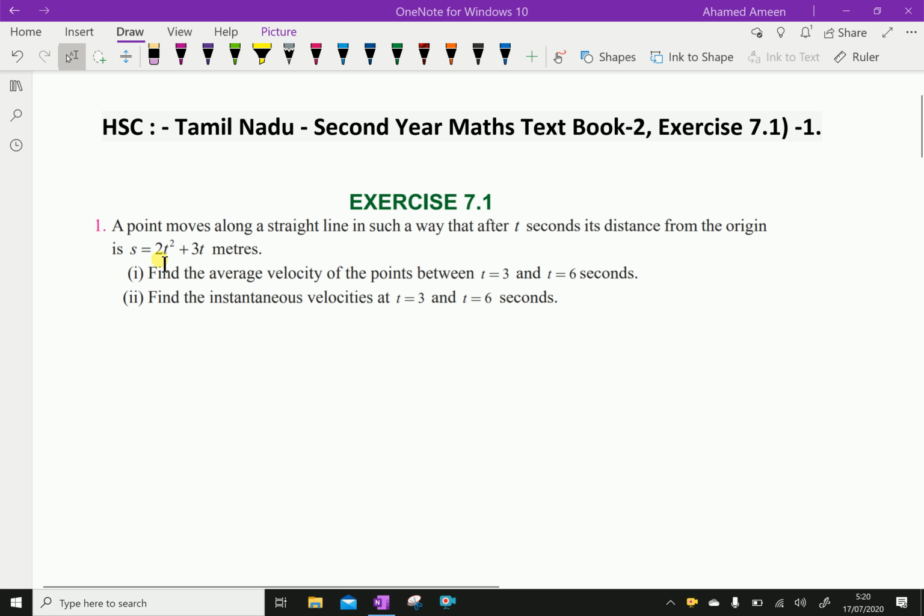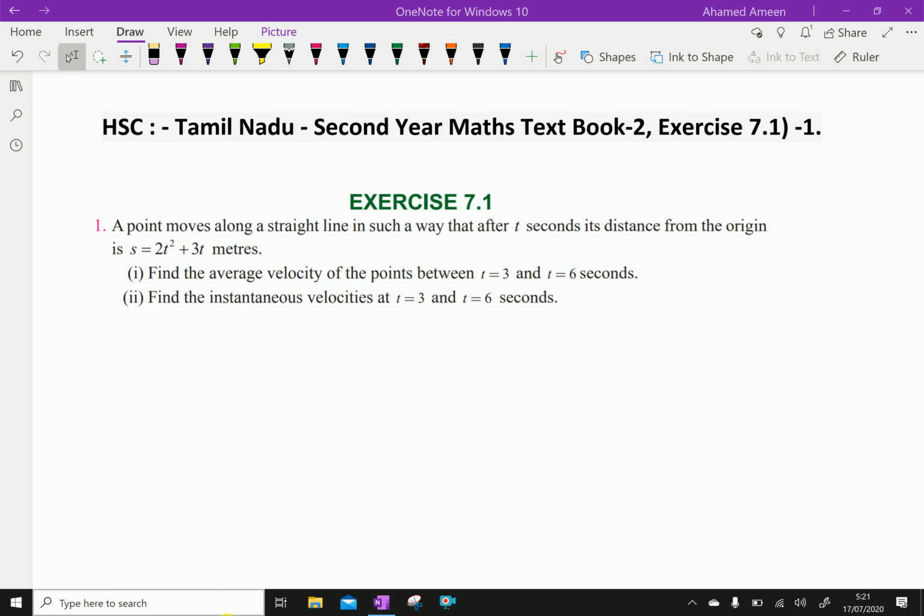A point moves along a straight line in such a way that after t seconds, its distance from the origin is 2t squared plus 3t meters. Find the average velocity of the point between t equal to 3 and t equal to 6 seconds. Find the instantaneous velocity at t equal to 3 and t equal to 6 seconds.